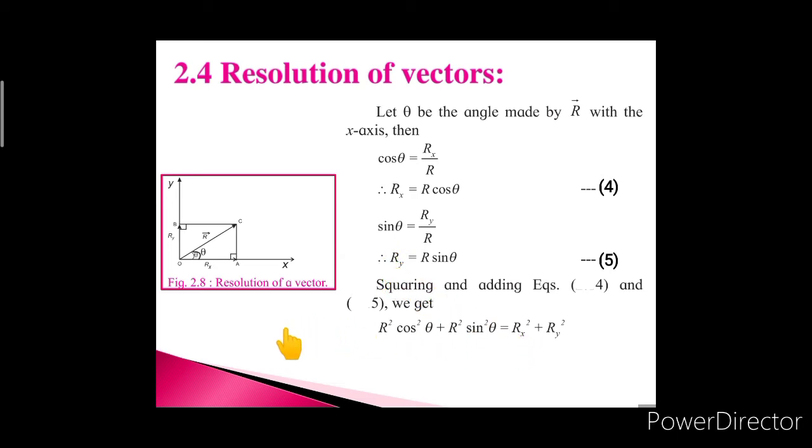So we are getting R square cos square theta plus R square sin square theta is equal to Rx square plus Ry square. Now on the left hand side, taking R square common, in the bracket it is left with cos square theta plus sin square theta, and the value of cos square theta plus sin square theta is 1. So in the next step we can write R square into 1, which remains R square only, is equal to Rx square plus Ry square.